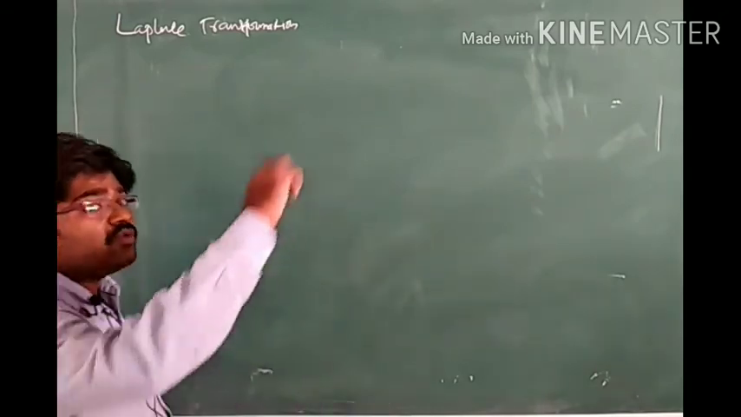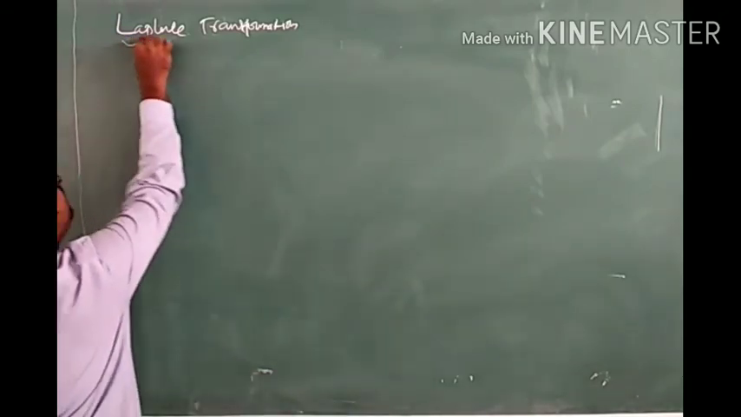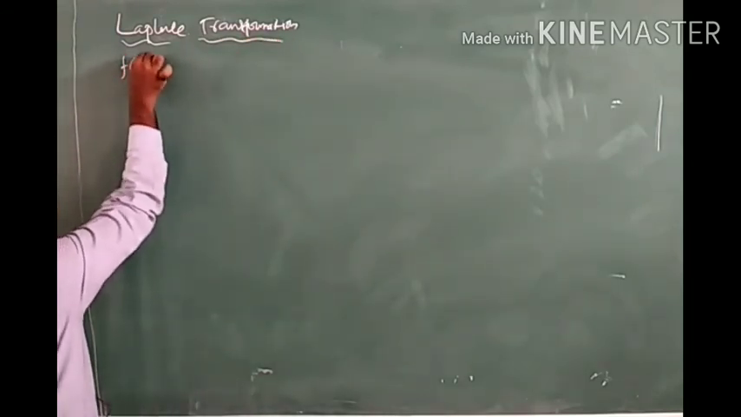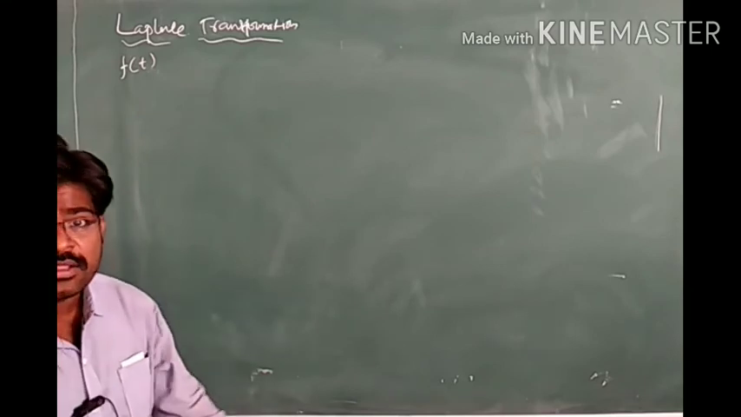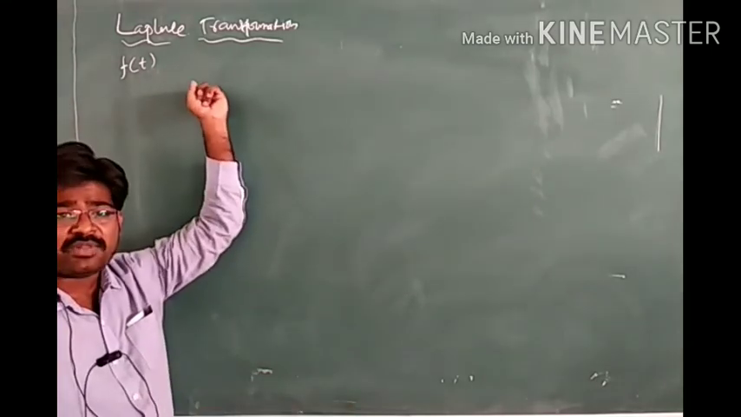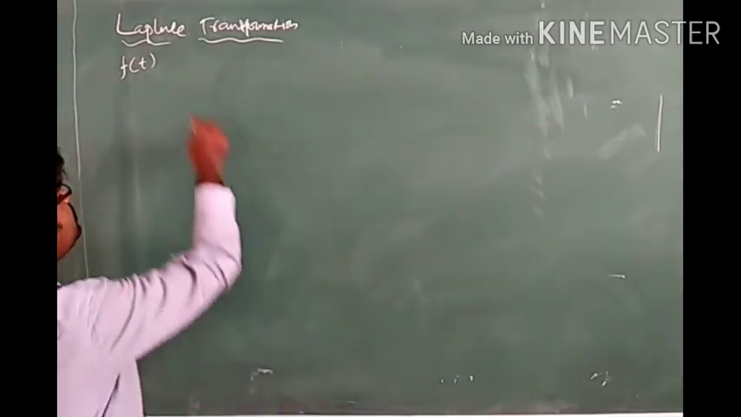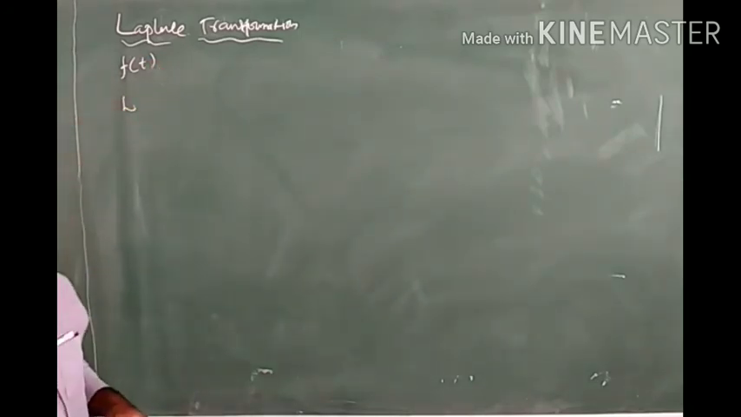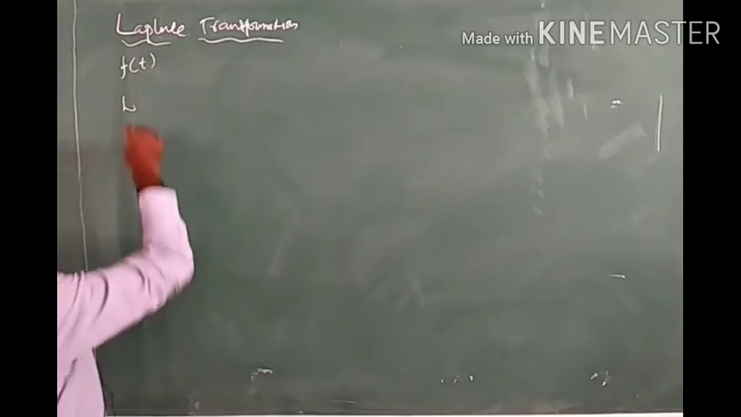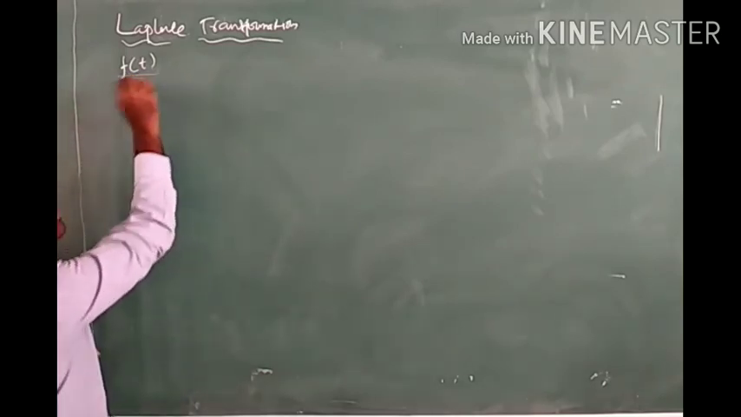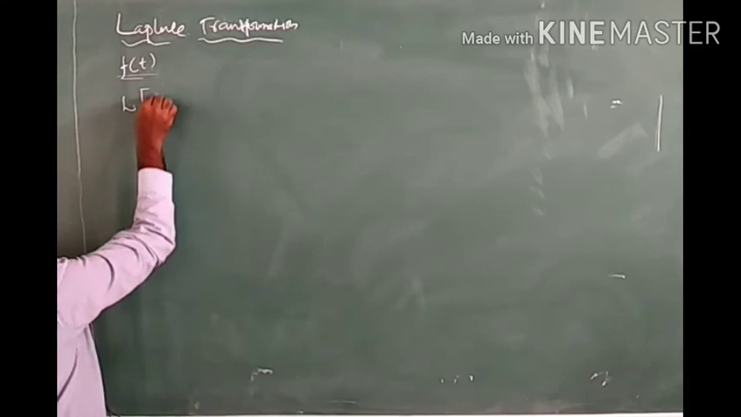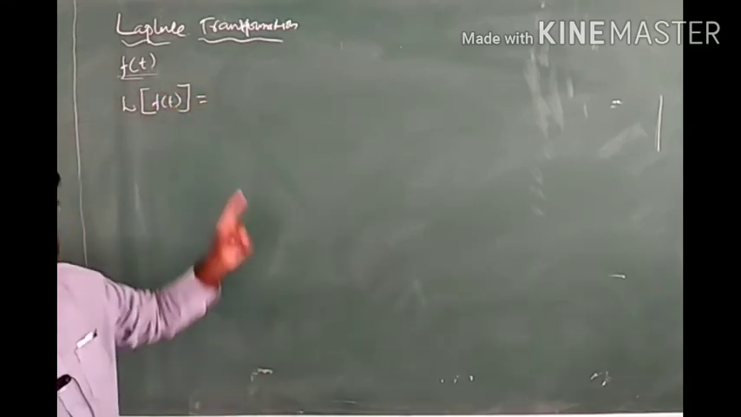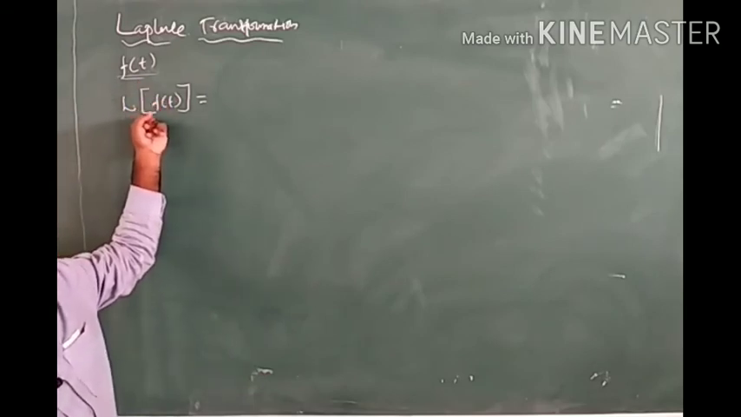Let us see how to represent the Laplace transformation. Let f of t be a function of t. Then how do we write the Laplace transform of f of t? Laplace transformation is denoted with the symbol L. So we need to find the Laplace transformation of f of t, meaning L of f of t, we have to find out. So the Laplace transformation of f of t can be written like this.